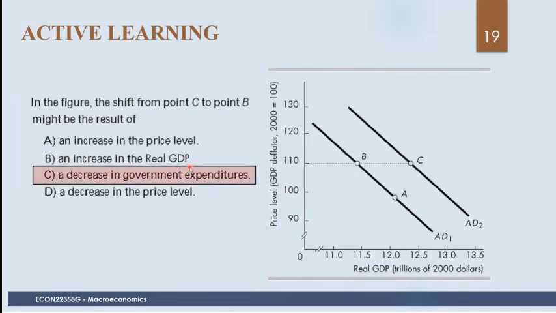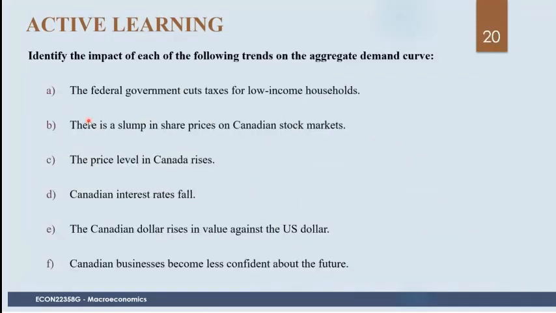And the reason why is the other ones, so A, B, and D, are all talking about something that changes that's actually on the graph, on the horizontal or vertical axis. So in those cases, that would be a movement along the curve. Okay, but here we're talking about a shift. Okay, so let's look at the impact of each of the following trends on the aggregate demand curve.